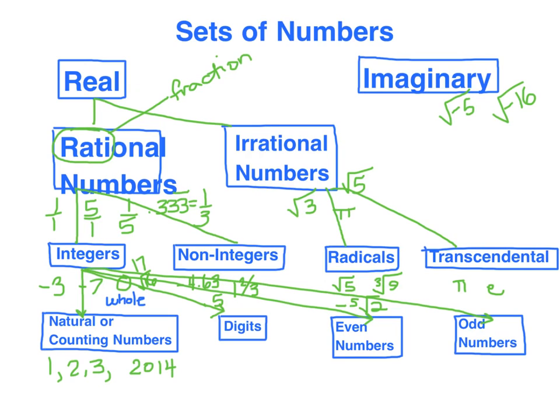Digits are just the numbers that make up all of our numbers. So 0 is a digit, 1, 2, 3, all the way through 9. Even numbers. Even numbers are, you know this, 2, 4. 0 is considered an even number. -2 is an even number. Odd numbers would be -3 or 1 or 7, etc.